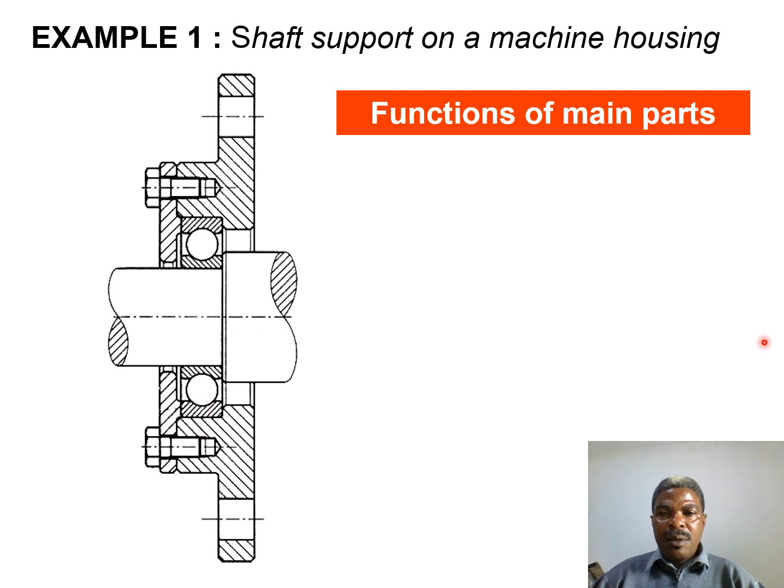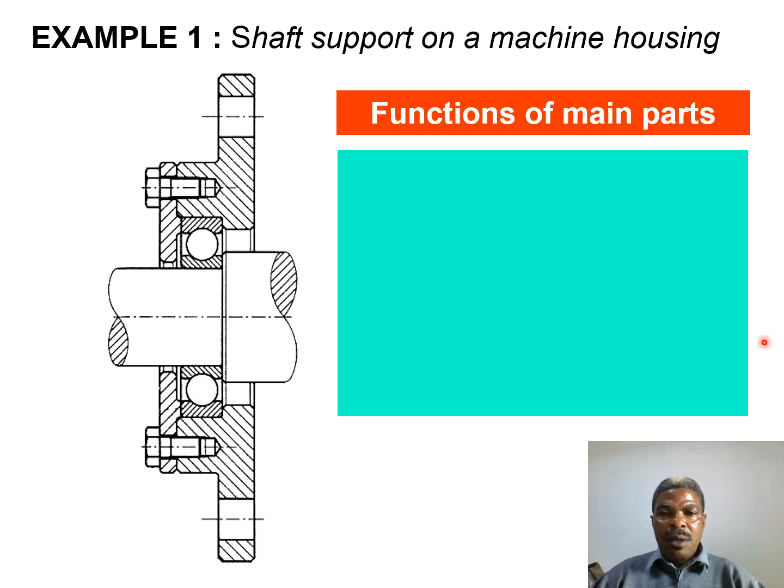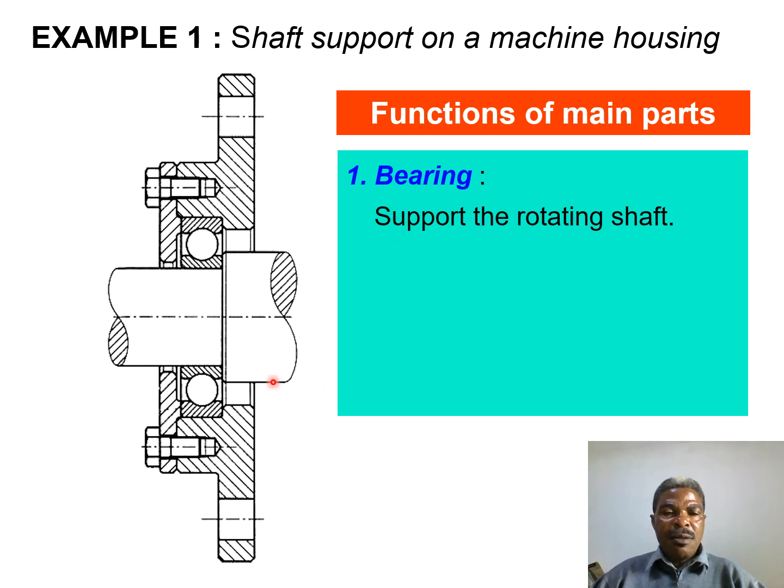When you want to discuss this machine, for example, the bearing supports the rotating shaft. We have a bearing here. It's a bearing being sectioned to indicate the inner part of the bearing. It supports the shaft that is rotating from the housing. You see the housing. So it supports the rotating shaft to rotate freely.